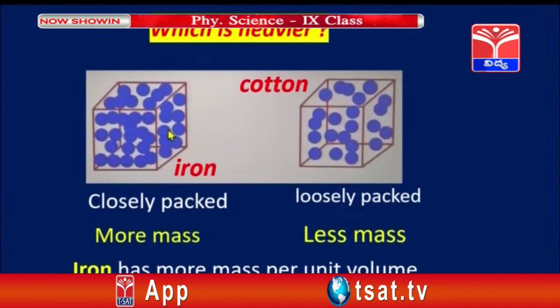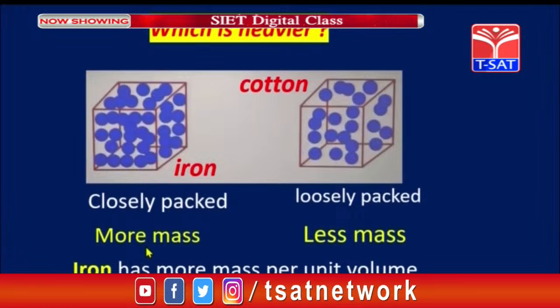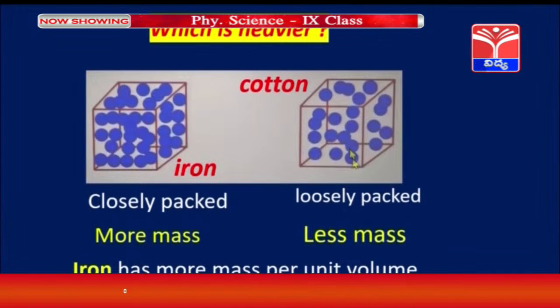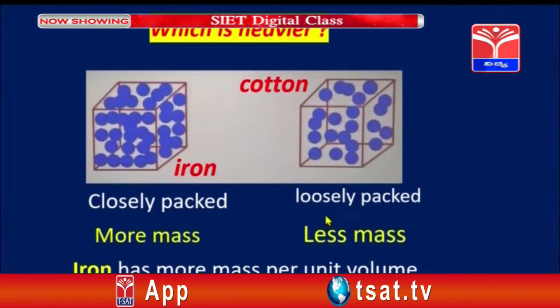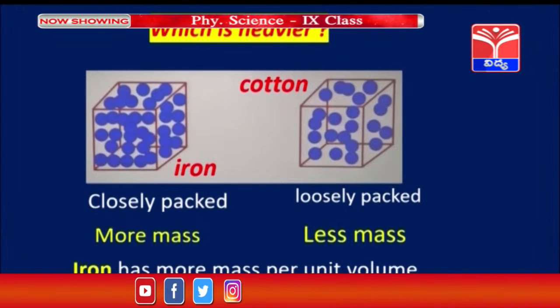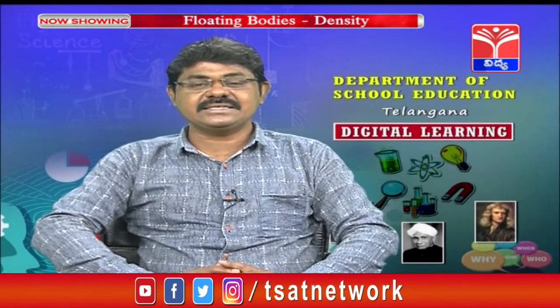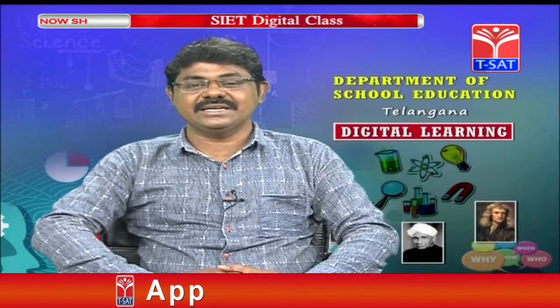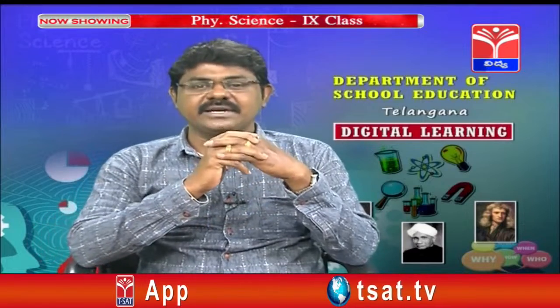The volume is the same box. In the same box we took iron and cotton. Iron molecules are closely packed, so iron is going to have more mass and cotton is going to have less mass for the same volume. So iron has more mass per unit volume. For a given volume iron is going to have more mass. With that activity, now we are going to define the reason, that is the density of the material. So ready children, we are going to define a very important concept.